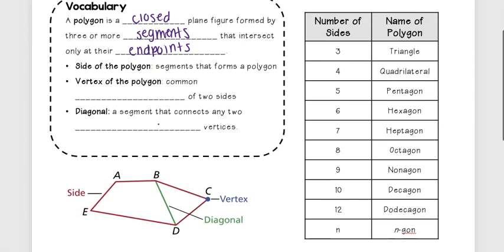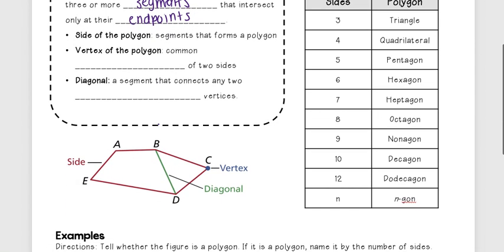And so some terms that go along with polygon: side of the polygon, that is the segments that form the polygon. Vertex of the polygon, that is a common endpoint of 2 sides. And a diagonal is a segment that connects any 2 non-consecutive vertices. So non-consecutive, what does that mean? Well, that just means not next to each other.